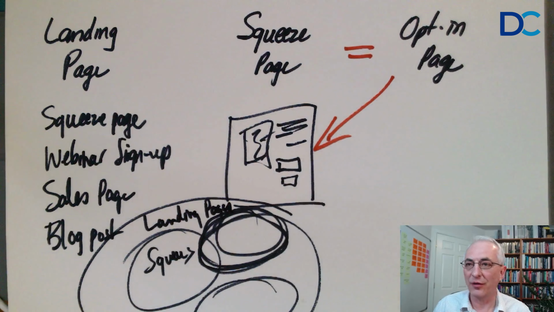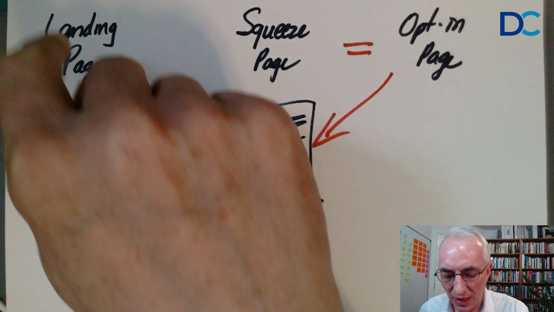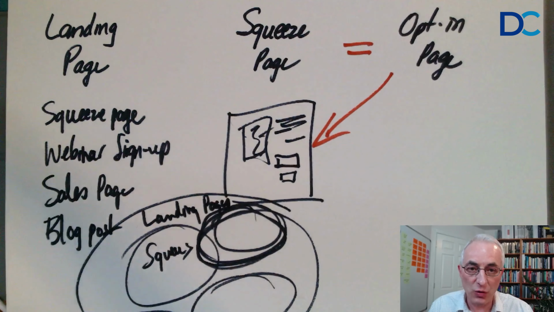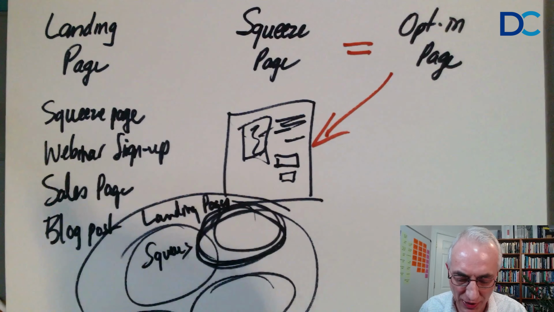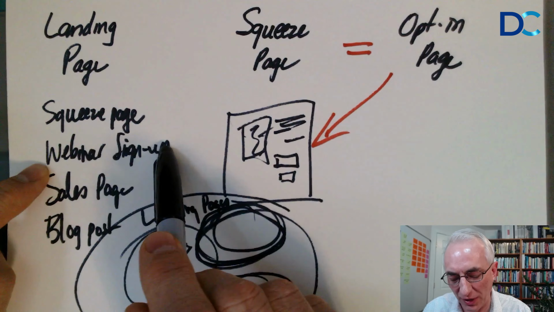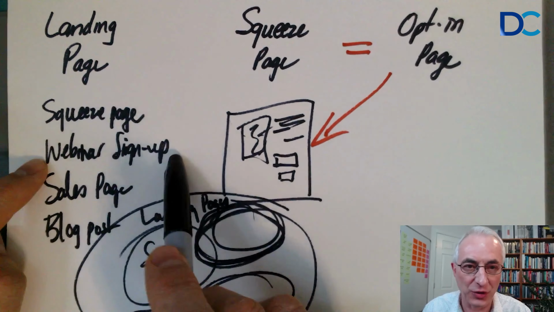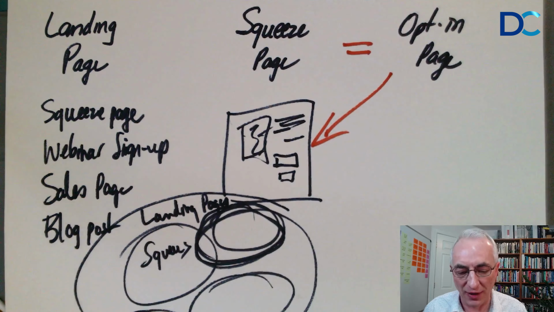All right, so there's your definition. Squeeze pages and opt-in pages are the same thing. A landing page can be any place where you want someone to go. A squeeze page, a webinar sign-up page, a sales page, a blog post, all those fit into that. And technically a webinar sign-up page is also a squeeze page, because when you get someone to sign up for your webinar, they also give you their email address.